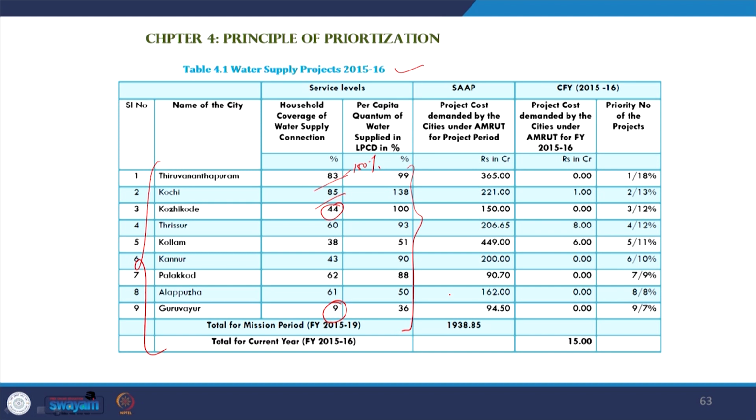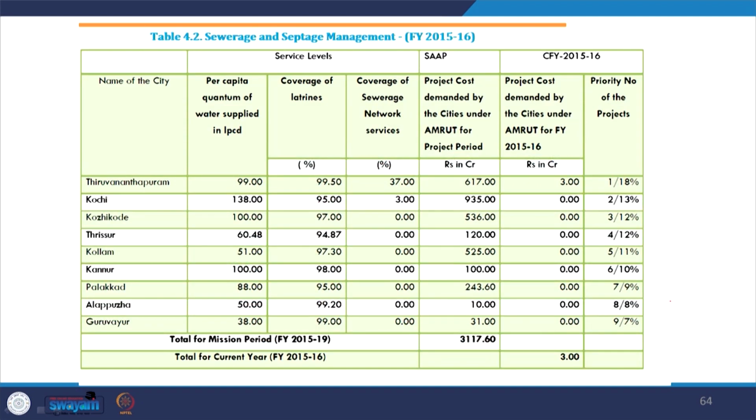Per capita quantum of water supplied in LPCD, what their current levels are and what they are targeting. Accordingly the project cost has been worked out, and these details have been decided, and you can see the priority number of the project. Thiruvananthapuram gets the first priority with the 18% coverage, and Guruvayur gets 9th priority, and so on. So, we see how the priorities have been worked out.